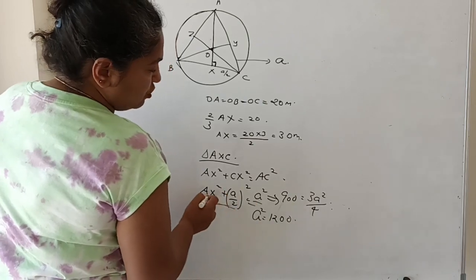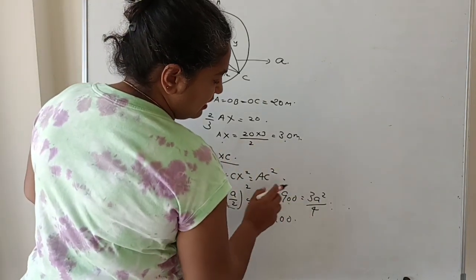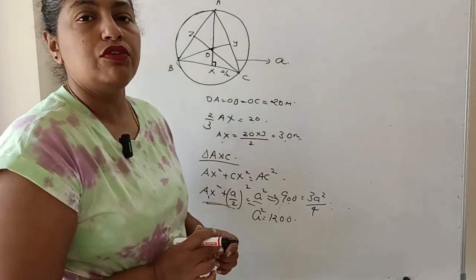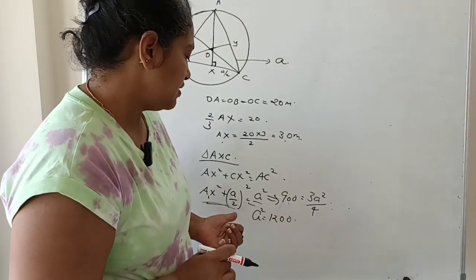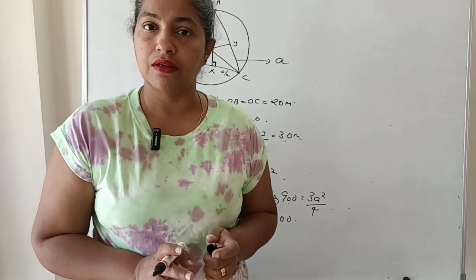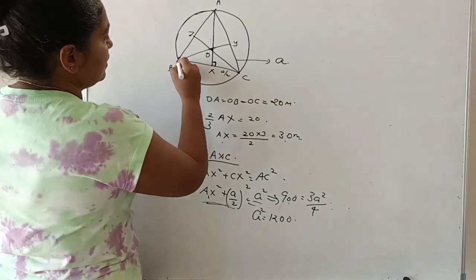Okay. I know the value of AX, which I have found out as 30 meters. So, 900 is equal to 3A square by 4. You will get the value of A square as 1200. Find out the value of A. You will get it as 20√3.